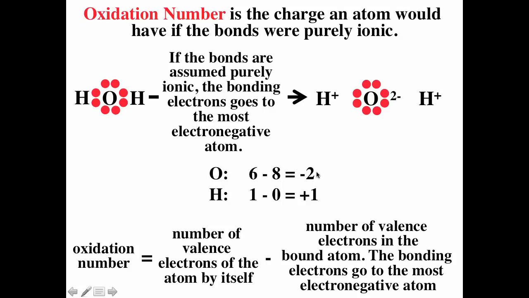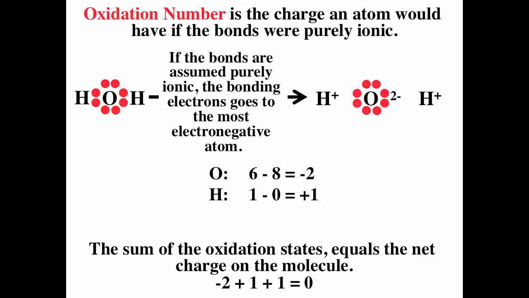For the hydrogen, it's in the 1st column, so number of valence electrons atom by itself would be 1. Now, because we assumed the bonds were purely ionic, it lost any electrons, and so 1 minus 0 gives us a +1. And so we would say that the oxidation number or oxidation state for oxygen was -2. The oxidation number or oxidation state for hydrogen would be a +1 in water. Now the sum of oxidation states is equal to the net charge. And so -2 + 1 + 1 is equal to 0 because water has no net charge.